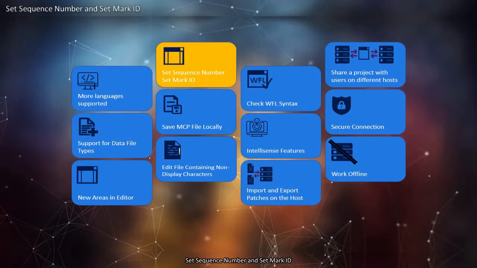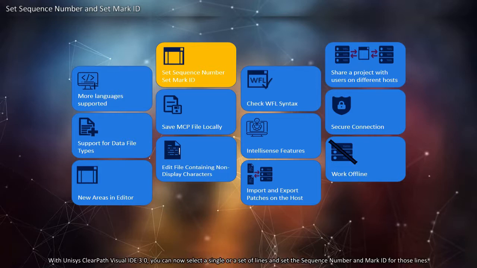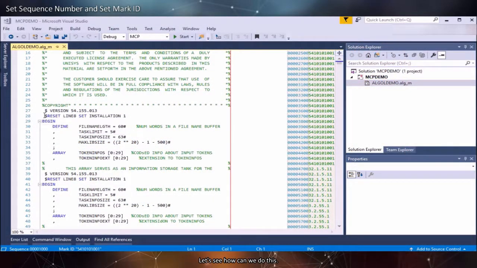Set sequence number and set mark ID. With Unisys ClearPath Visual IDE 3.0, you can now select a single line or a set of lines, and set the sequence number and mark ID for those lines. The sequence number start and increment are pre-filled based on the selected lines and available space in the editor. Let's see how we can do this.